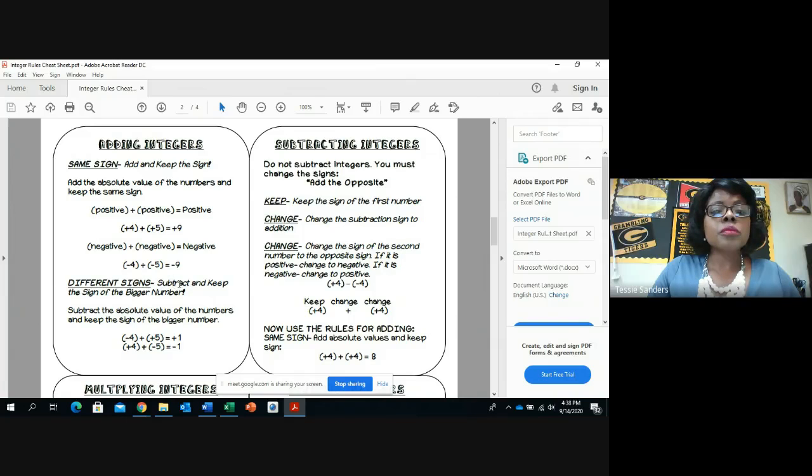Different signs. Subtract and keep the sign of the bigger number. Look at your example. -4 plus +5 equals +1. +4 plus -5 equals -1. And we're just going to stick with this piece right here, adding integers. That's what we're working with in today's lesson, adding integers and absolute value. So now we're ready for a little work. You ready for a little work? I'm ready for a little work.